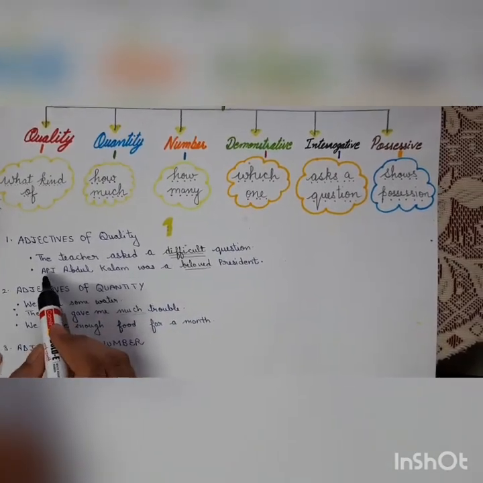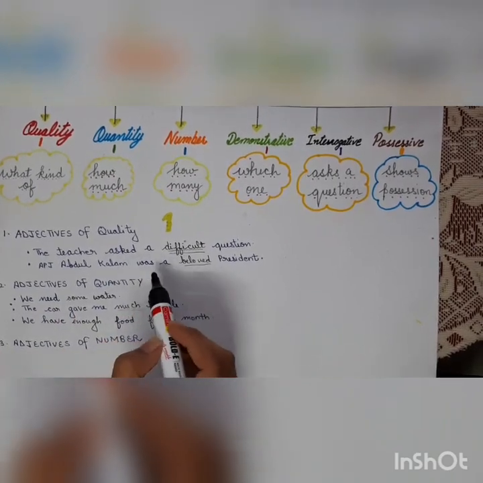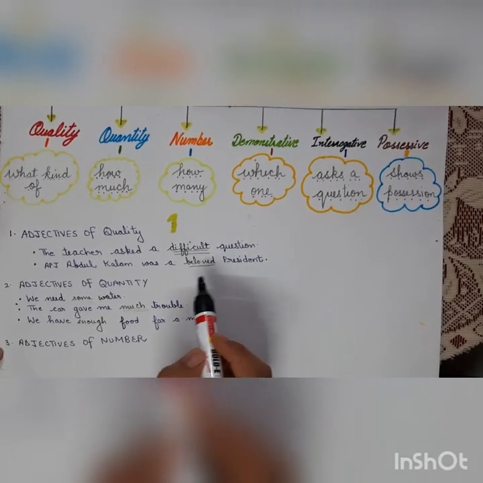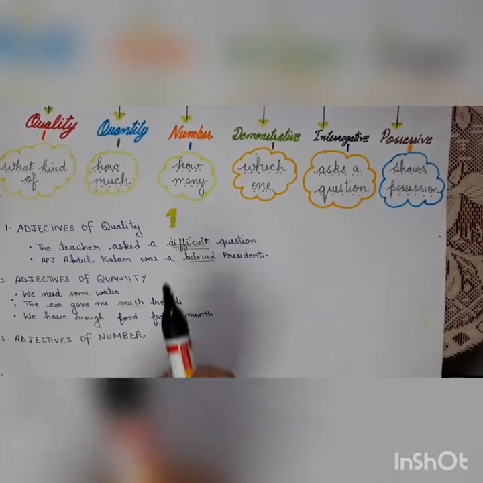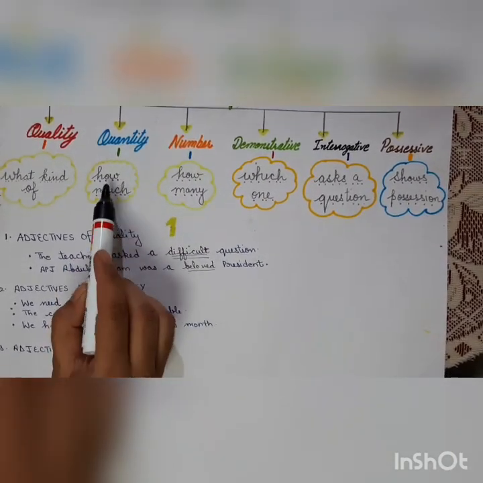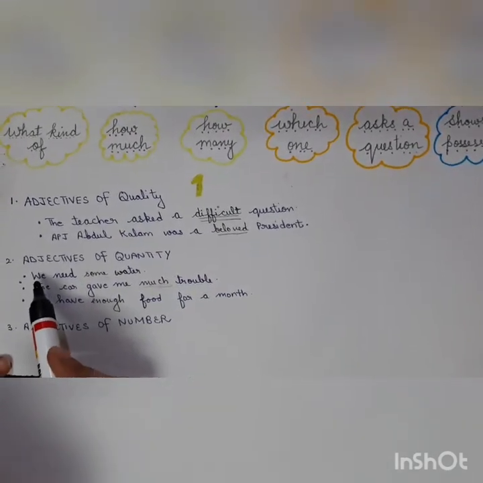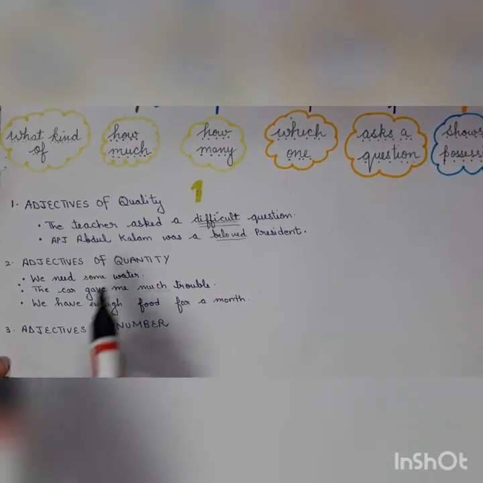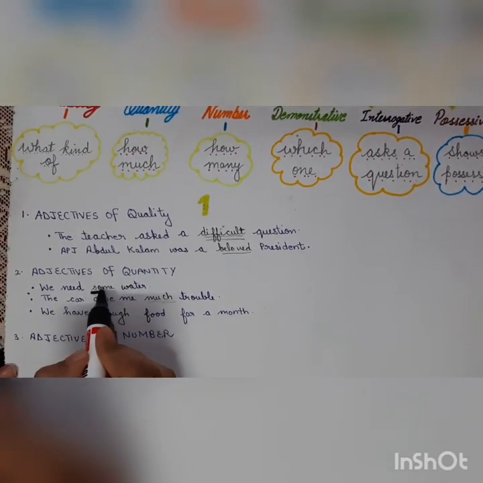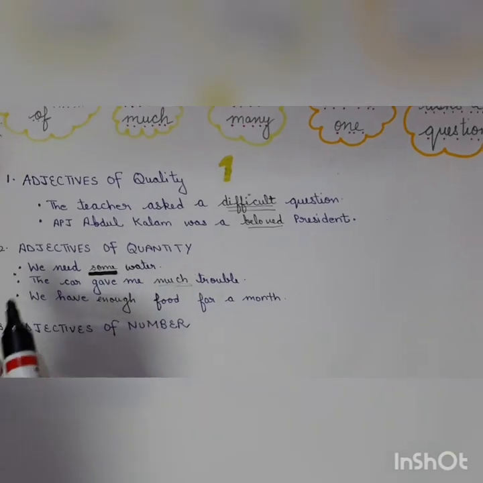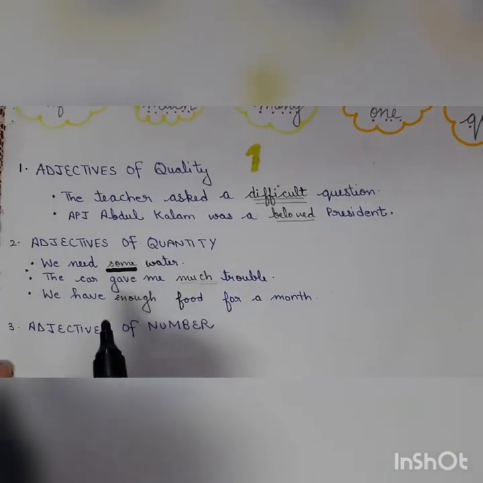Similarly, APJ Abdul Kalam was a beloved president. What kind of president? Beloved. Now, adjective of quantity answers how much. For example, we need some water. Now, some is adjective of quantity and it answers to the question how much. How much water? Some water.